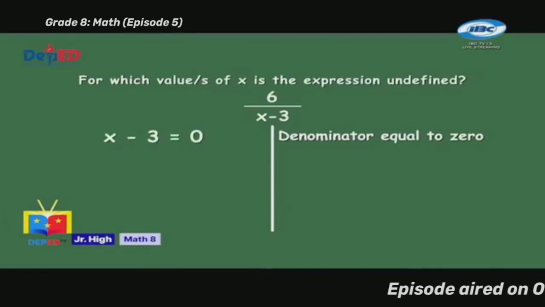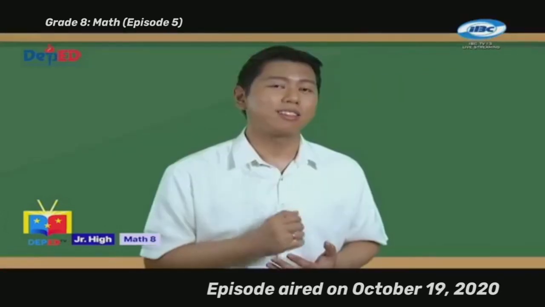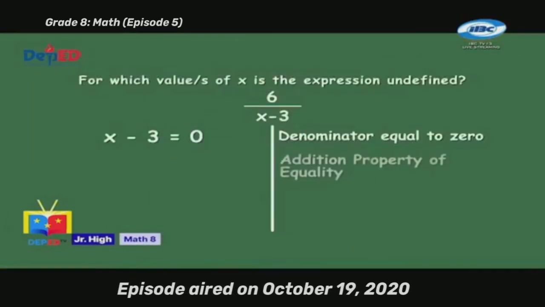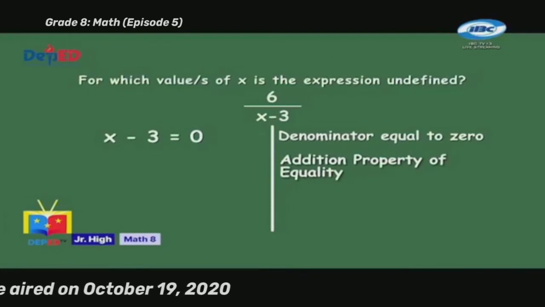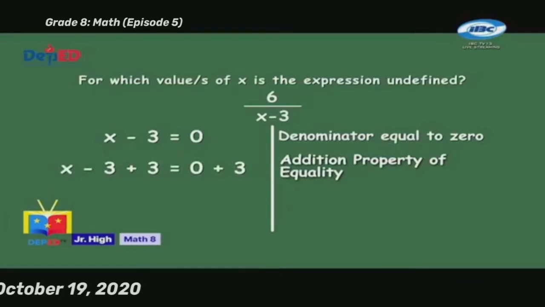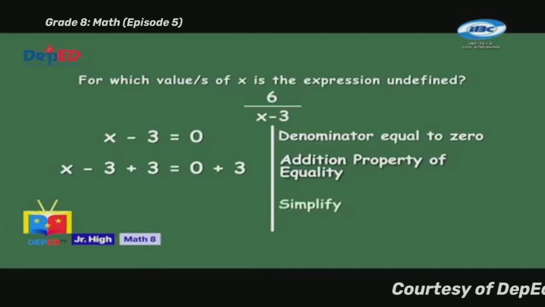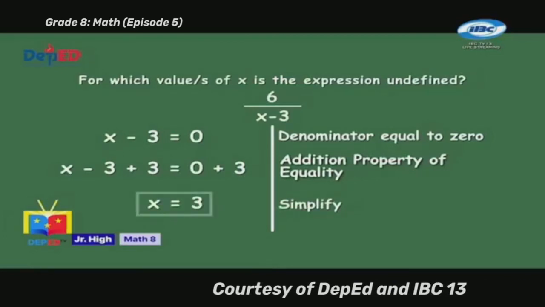x minus 3 is equal to 0. What is the value of x? We can apply the addition property of equality by adding 3 to both sides of the equation. So we will have x minus 3 plus 3 equal to 0 plus 3. Simplifying, we will have an excluded value of x equal to 3.